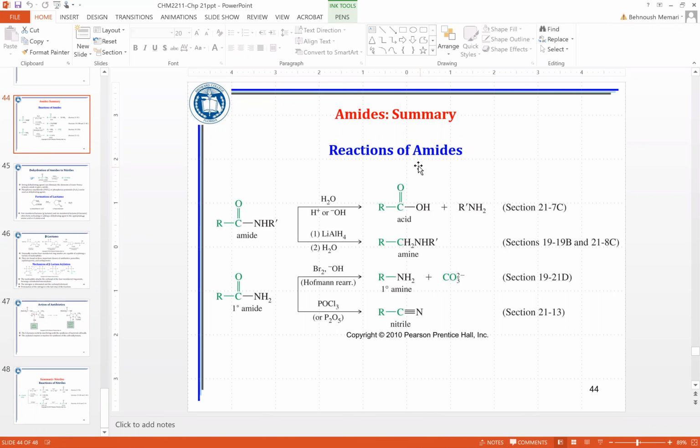Amides. What can you do with the amides? Hydrolyze it, it would give you carboxylic acid. If you reduce it with LAH, because it contains nitrogen, it will change to amine. So if it's primary, it would give you primary amine, secondary would give you secondary amine. So it doesn't change. If it contains nitrogen, it will change to amine.